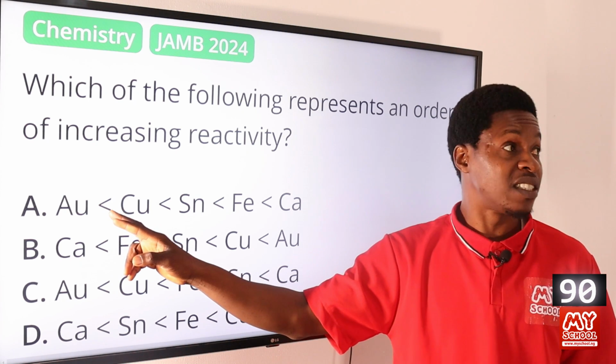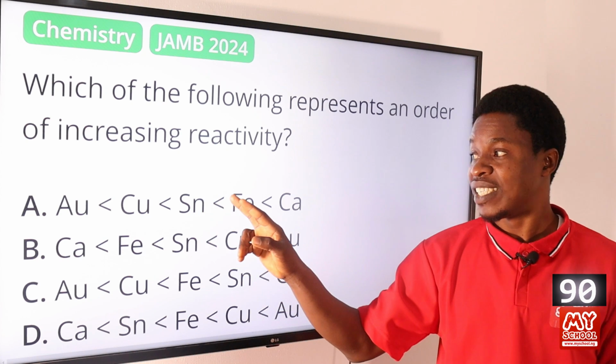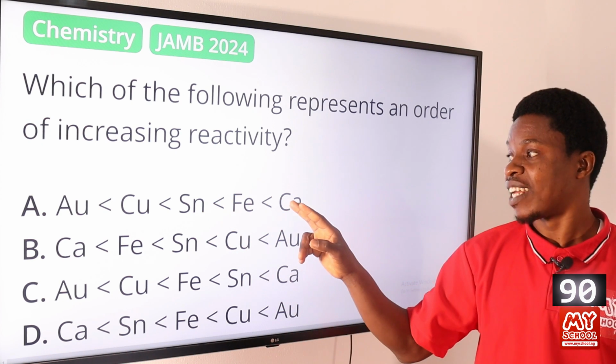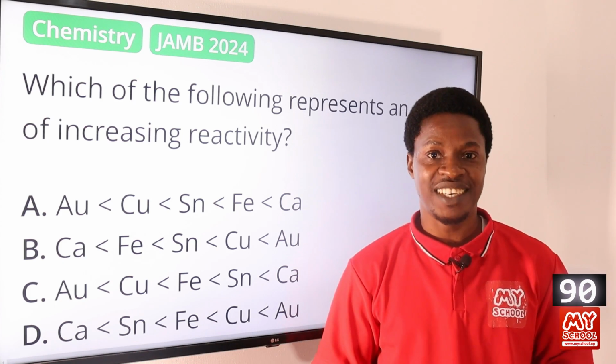Gold is less reactive than copper. Copper is less reactive than tin. Tin is less reactive than iron. Iron is less reactive than what? Calcium. So the correct answer is option A.